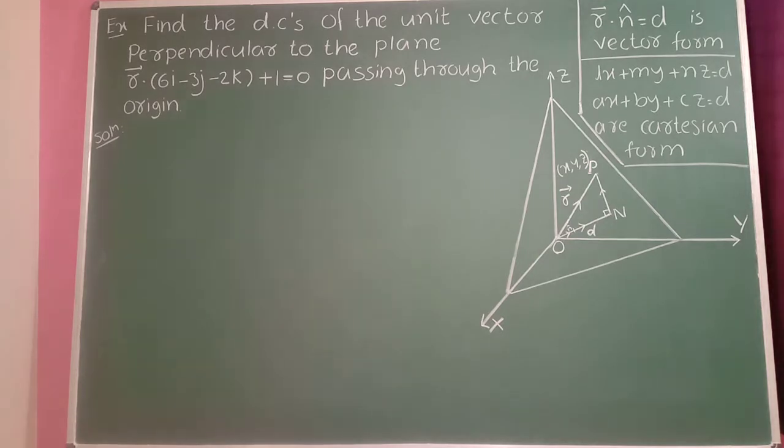Find the direction cosines of the unit vector perpendicular to the plane r bar dot (minus 6i minus 3j minus 2k) plus 1 is equal to 0 passing through the origin.